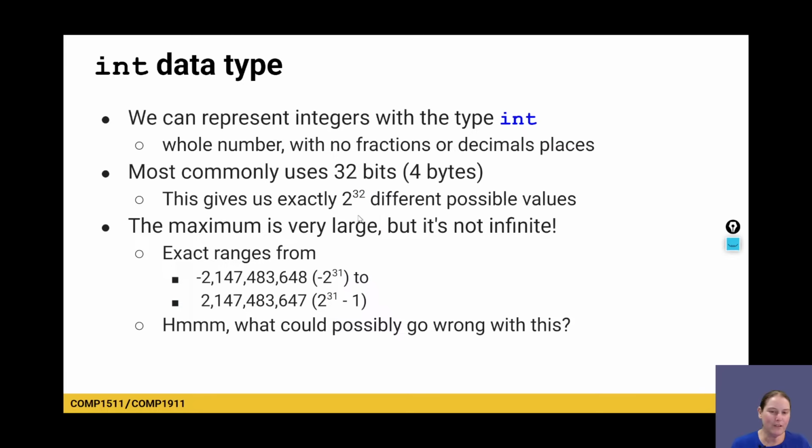And of these 2 to the power of 32 different possible values, some will be used to represent positive numbers, some will be used to represent negative, and then we've also got to represent 0. So we end up with a range of minus this big number up to this positive big number. You don't have to remember this, but the point is to realize it's not infinite.